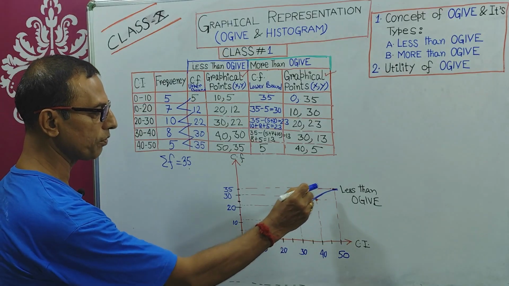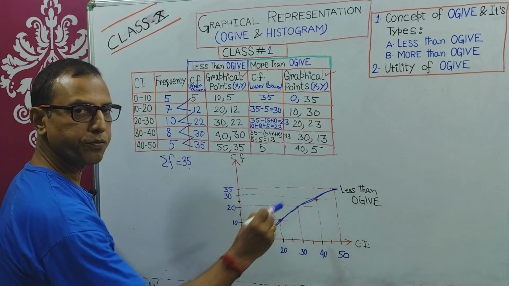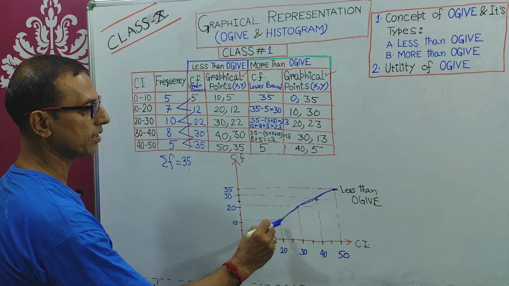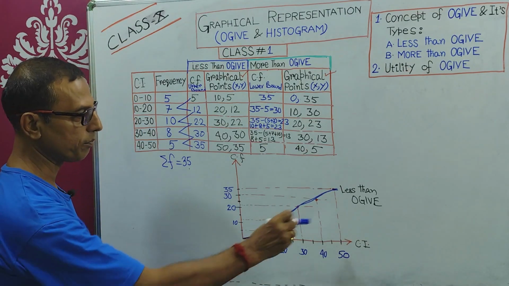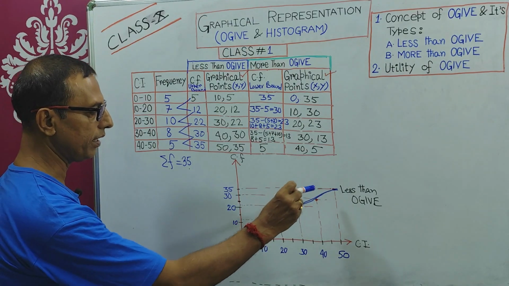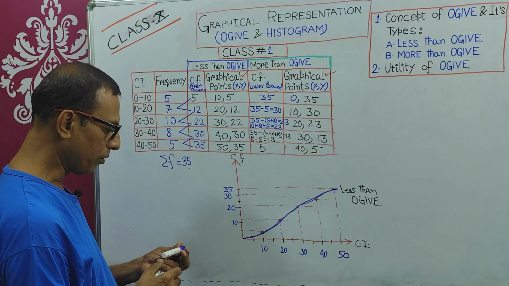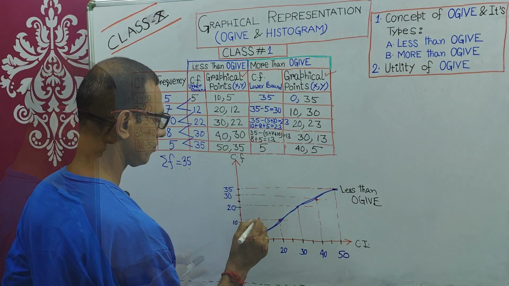So for less than ogive, what we can see, the value of cumulative frequency is gradually increasing towards the positive direction. So the slope is actually gradually increasing. Right? Now we will plot the data for more than ogive.